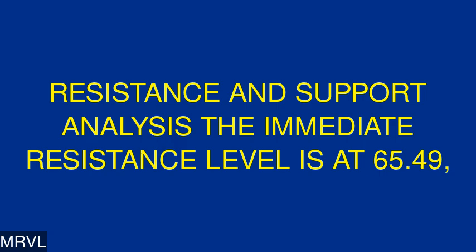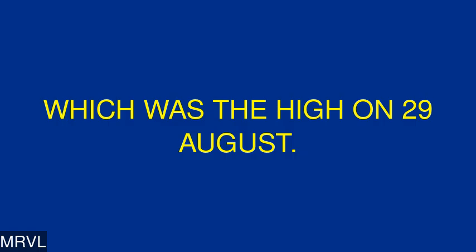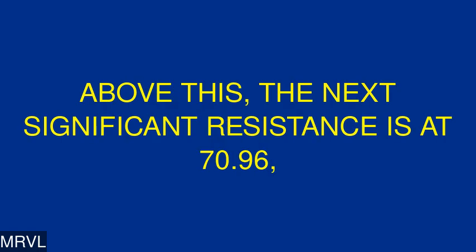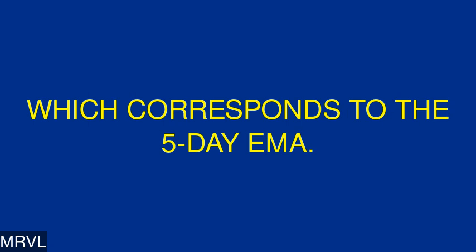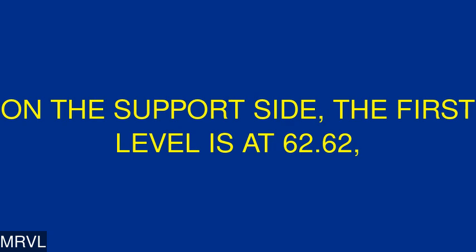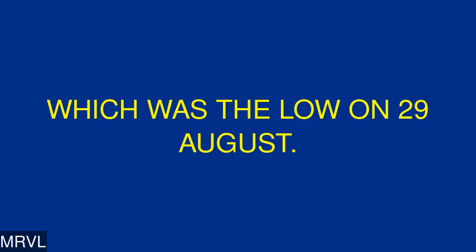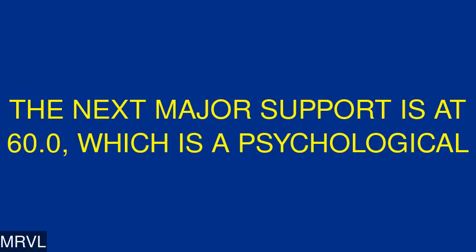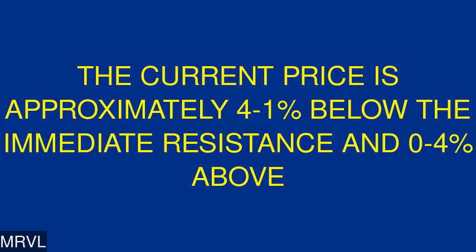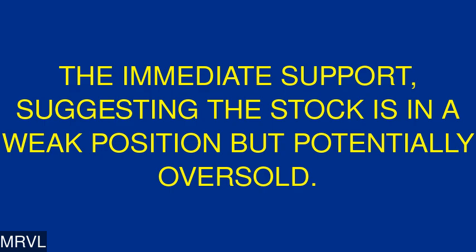Resistance and support analysis. The immediate resistance level is at 65.49, which was the high on the 29th of August. Above this, the next significant resistance is at 70.96, which corresponds to the 5-day EMA. On the support side, the first level is at 62.62, which was the low on the 29th of August. The next major support is at 60.0, which is a psychological level. The current price is approximately 4.1% below the immediate resistance and 0.4% above the immediate support, suggesting the stock is in a weak position but potentially oversold.